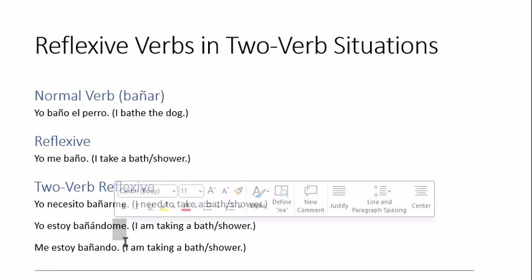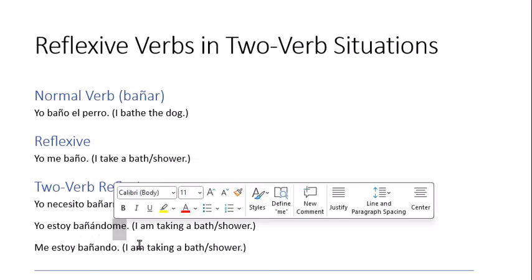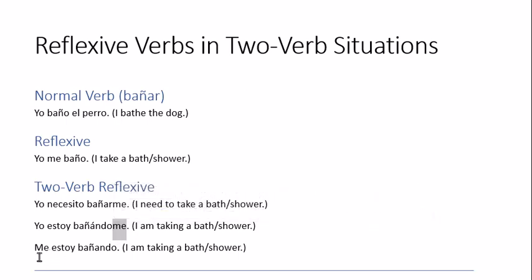So we're going to put that me out there. So yo estoy bañándome. Something interesting about the me is that in two verb situations, the me can float, right? So the me can also go out here. So we could say me estoy bañando. Either option works fine. Me estoy bañando. If you wanted to use yo, you could put it at the front and say yo me estoy bañando. This hurts our English brain because it's too many pronouns, at least in my opinion. But anyway, me estoy bañando expresses I'm taking a bath or shower.